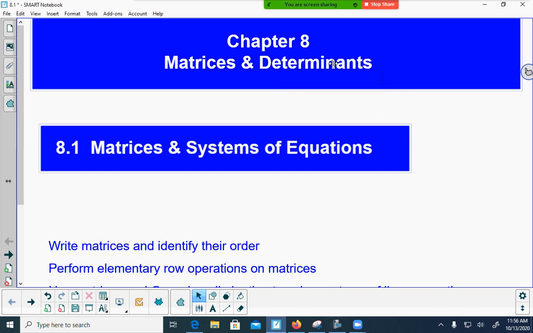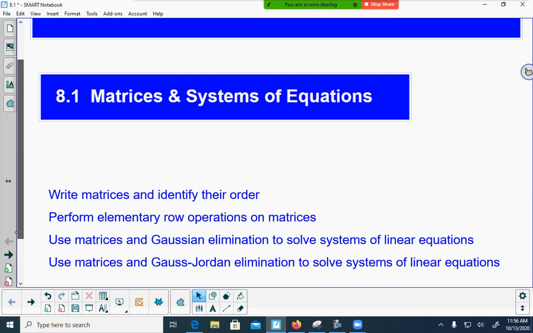Okay, so today we're going to start chapter 8, which is matrices and determinants. We're going to go back to systems of equations, which we just did in chapter 7, and we're just going to solve them a different way, and we're going to put them into matrices to solve. So first of all, you're going to find out what a matrix is.